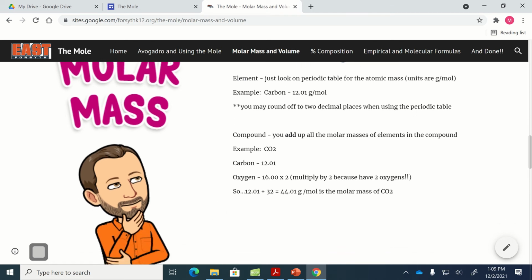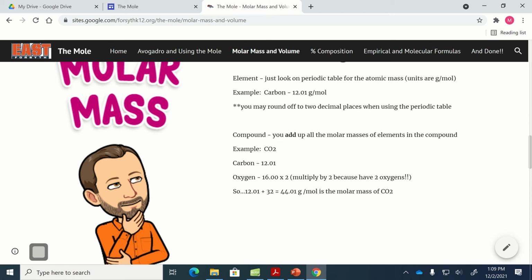For compounds, what you do is you add up all of the elements that make up that compound. So if I had carbon dioxide, CO2, I have one carbon, and it's 12.01. That's right off the periodic table. Oxygen is 16, but there are 2 of them in the compound, so I multiply 16 times 2. Then I add it all together: 12.01 plus 32 equals 44.01 grams per mole. That would be the molar mass of carbon dioxide, always.